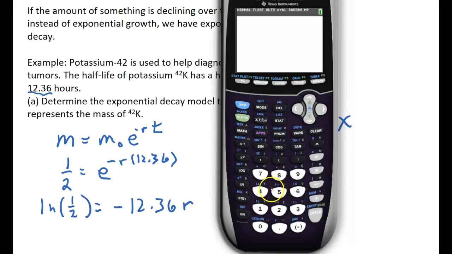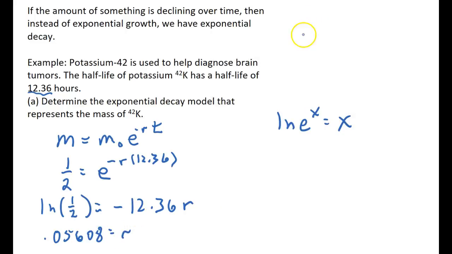And I can use this to solve for r. So let's get our calculator up. I'm going to do natural log of 1/2 divided by negative 12.36. And I get r is 0.05608. So now we know what our model is. M is m sub 0 e to the negative 0.05608 t.